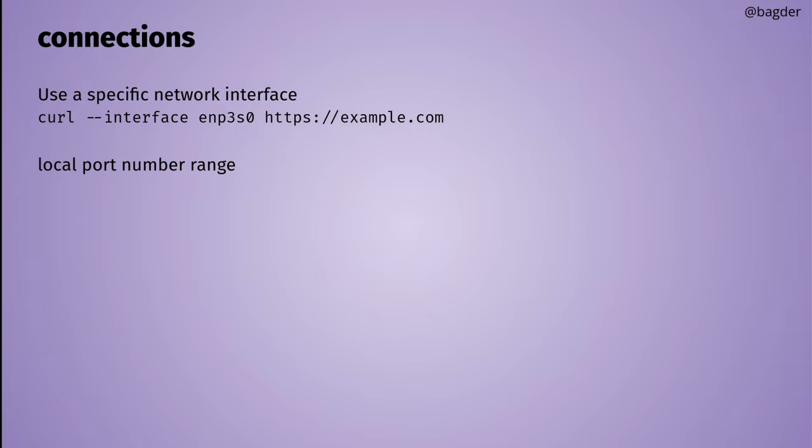So connections then. They use a specific network interface. If you have multiple network interfaces, which you might on servers, you can ask curl to use a particular network interface when you reach that server. This is a particular choice, but usually you don't care. Usually the routing table in your kernel will do that for you. You can also do other things that usually you don't care about, like limiting the port number range that curl will use as source port numbers in the TCP connection. Again, you have to have a particular condition to do this at all.